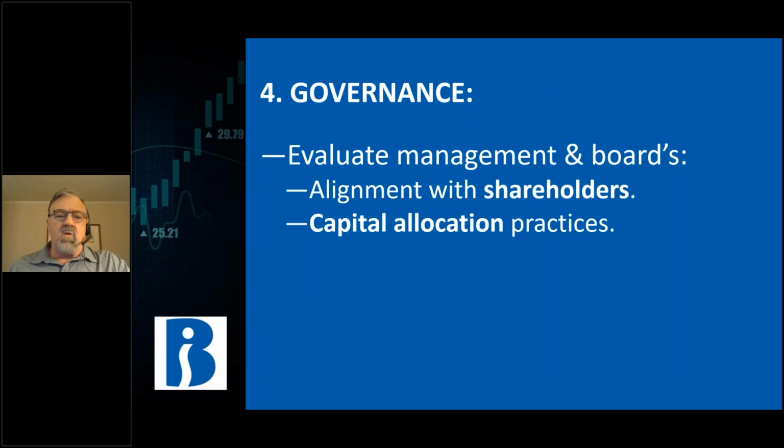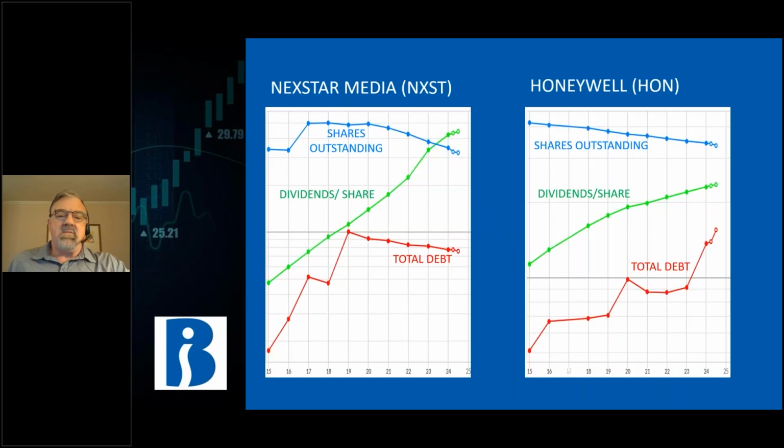And then our fourth criteria is governance, evaluating the management and the board's alignment with shareholders and their capital allocation practices. Often the proof is in the pudding. If you look at corporate governance, the answer to whether the company's management and board are doing a good job at being aligned with shareholders comes out in their results. But we can certainly look at their policies about share issuance and repurchasing, the dividend payments, and how they are handling debt.